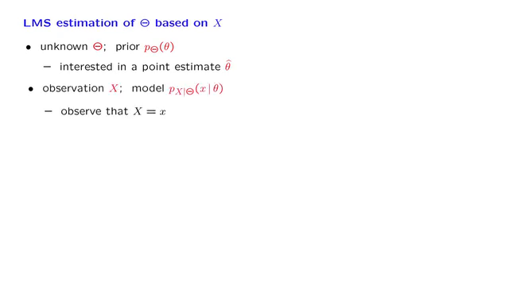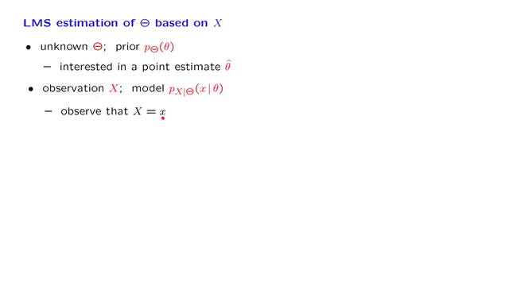After our warm-up, we can now come to the real problem. We have again a random variable theta with a known prior distribution, and we're interested in a point estimate. What will be different this time, however, is that we now have an observation, and we also have a model of that observation as a conditional distribution given the value of the true parameter. We observe a value of that random variable.